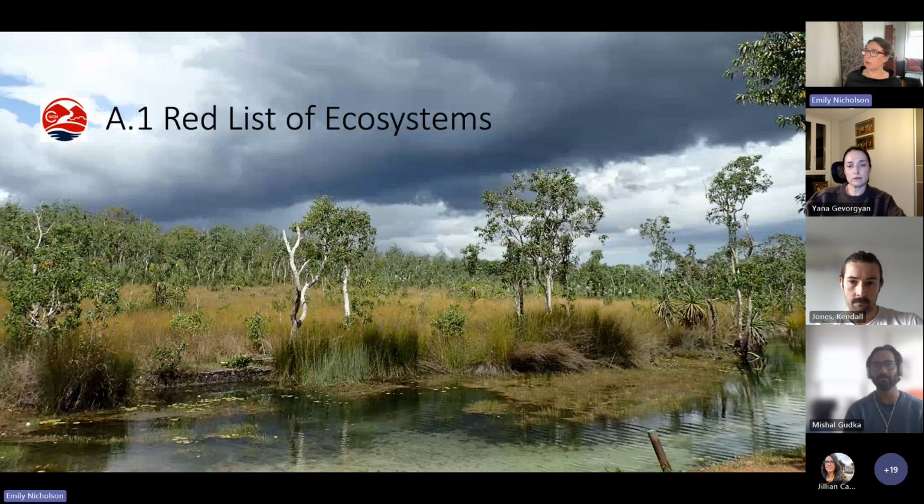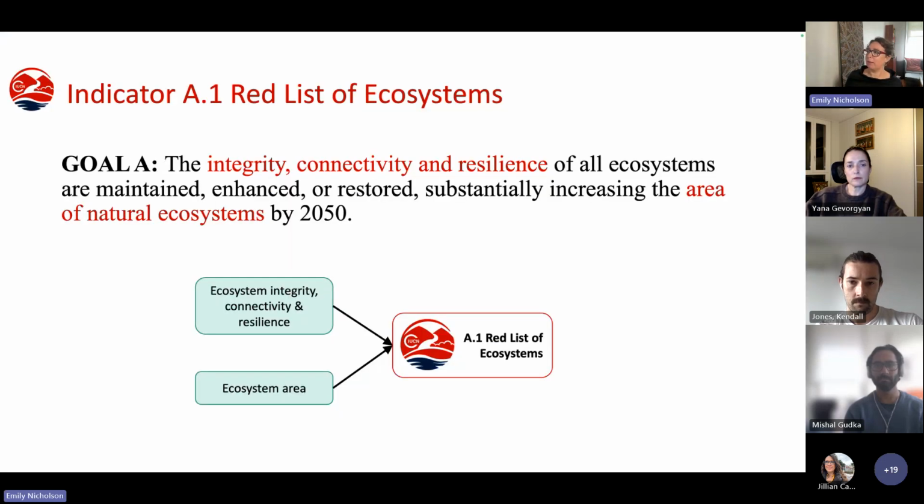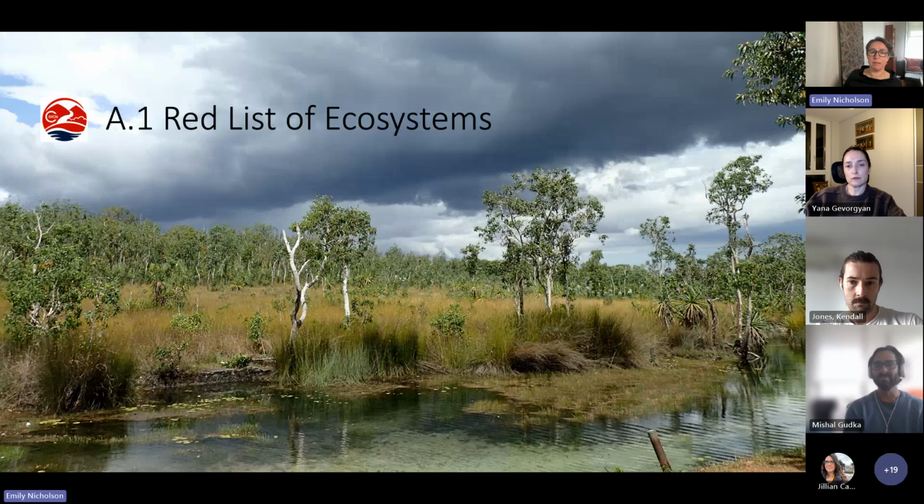Okay, so, in case you're wondering where this place is and this ecosystem that you can see in this slide, this is the Tiwi Islands as well, off the north of Australia, where we work, and absolutely beautiful place.